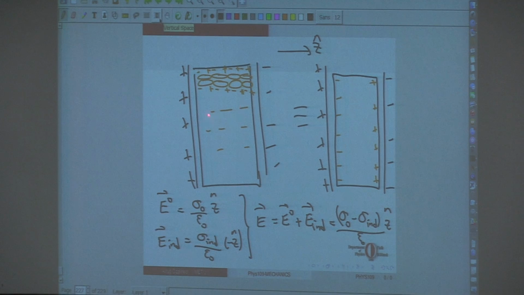Now, how much do they align? You can, of course, relate this kappa, within a model, to the dipole moments that you either create or that are already there. That you will do probably in your third and fourth year.